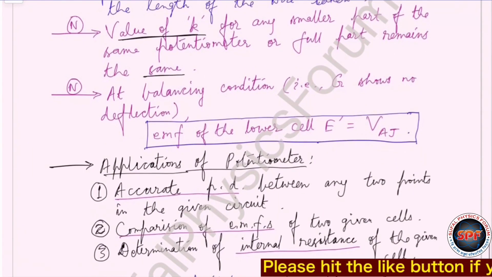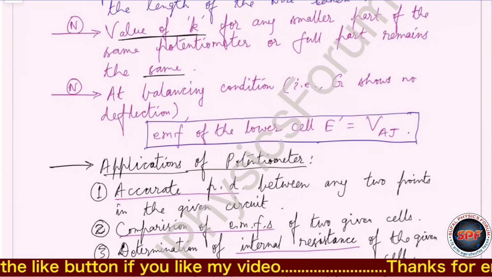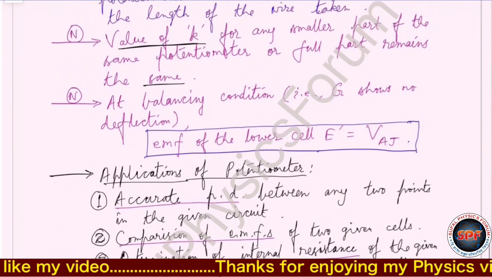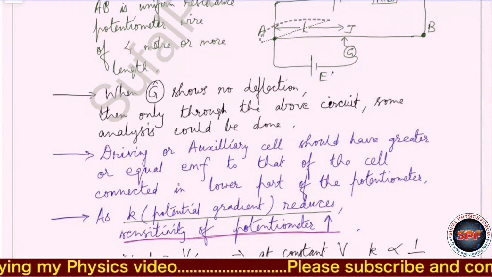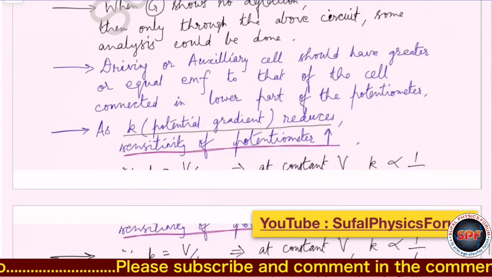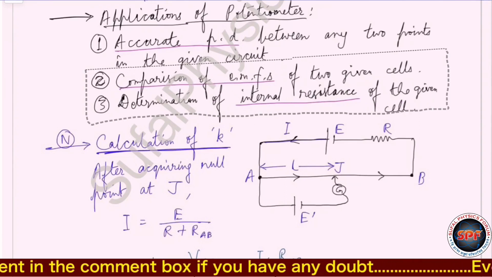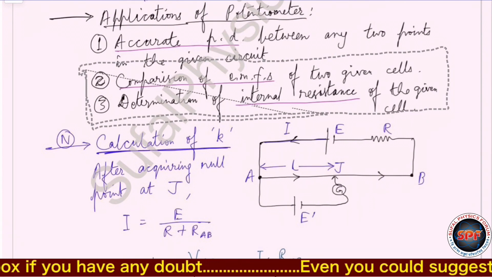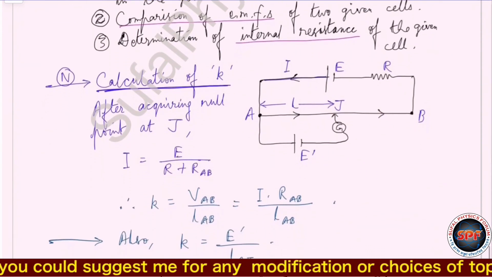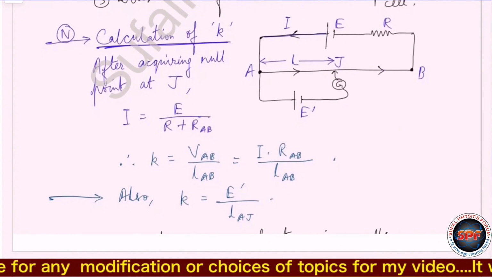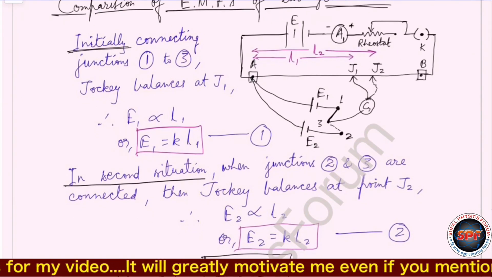As the balancing condition, at balancing condition G shows no deflection, then the EMF of the lower cell should be equal to this potential difference VAJ. That's what I have covered in great detail because these are different theoretical topics. Calculation of K. Comparison of EMFs of two given cells.